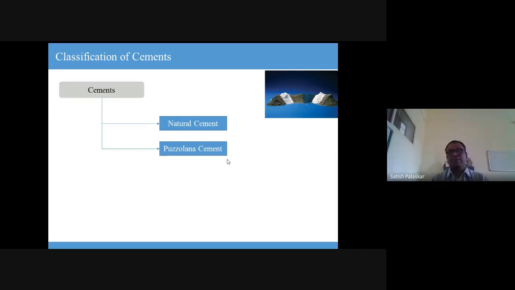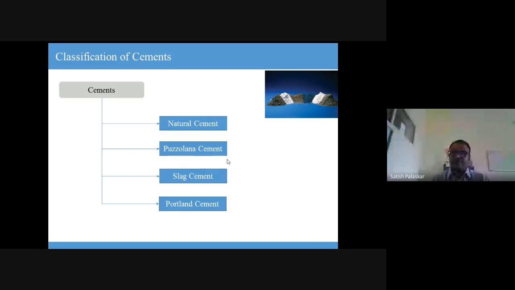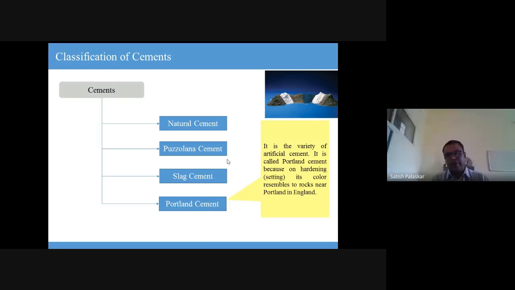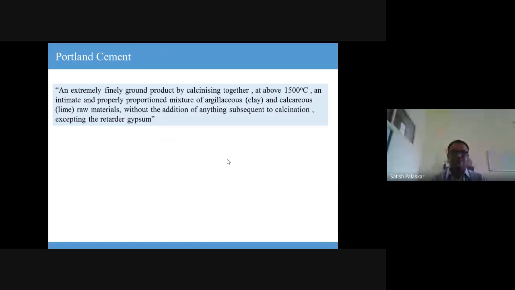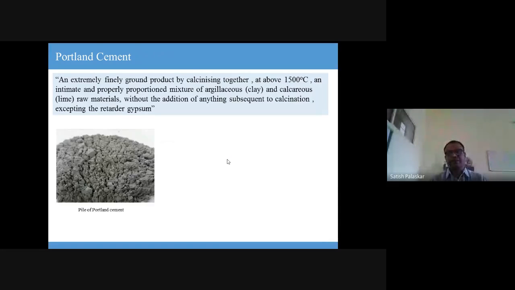Now, cement is classified into different types: natural cement, pozzolana cement, slag cement, and Portland cement. Nowadays, we are using Portland cement. It is a variety of artificial cement. It is called Portland cement because, after hardening, its color resembles a rock found near Portland. Now we will study Portland cement.